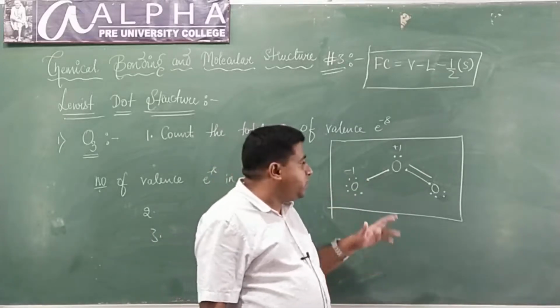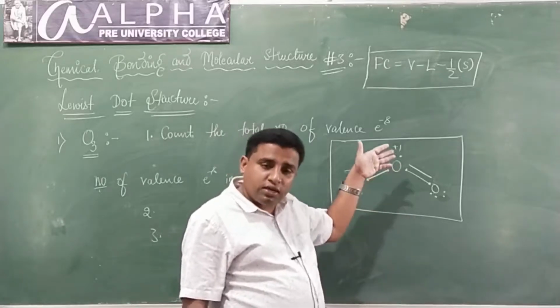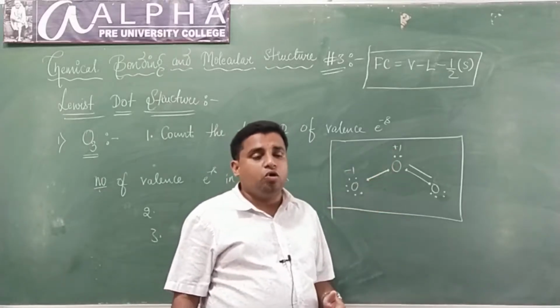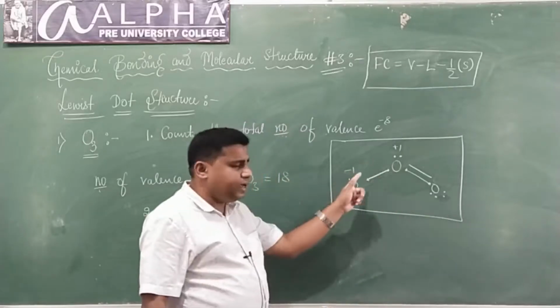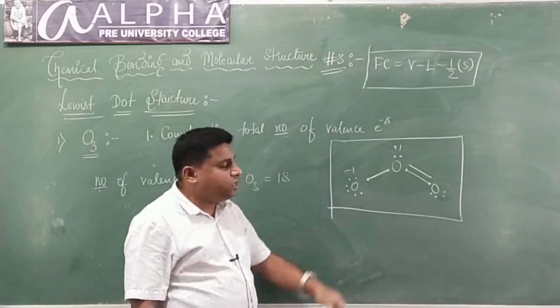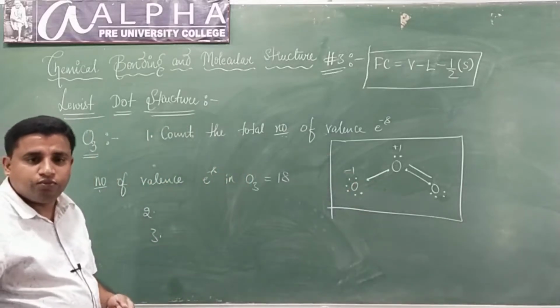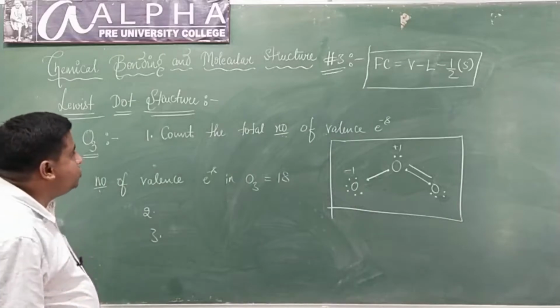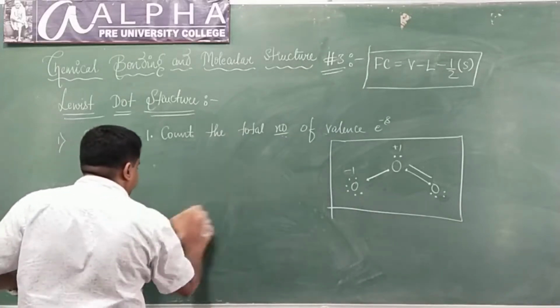Sixth rule, if the octet structure is not complete, then complete the octet structure by drawing a double bond using the lone pair of electrons from the terminal atom. And write the formal charge. This is the Lewis dot structure of ozone molecule. I hope you understood, students. Any doubts with this?